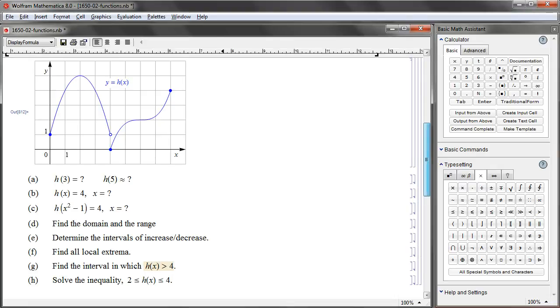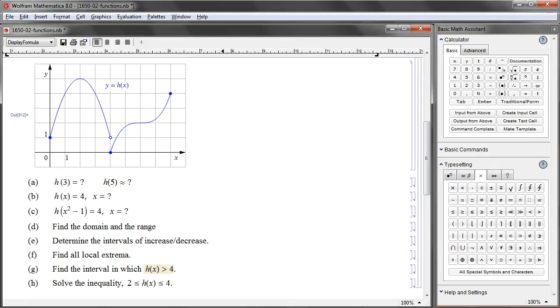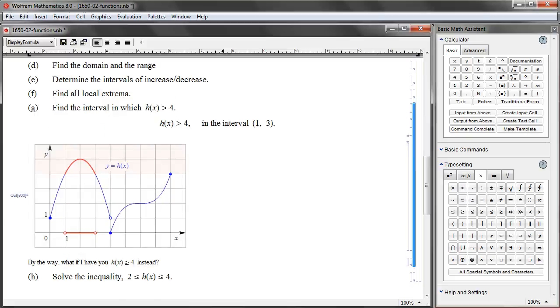What do I mean by that? You have to find an interval, the x interval, where the function value is greater than 4. So function value is y-coordinates. And what do you mean by y-coordinate is greater than 4? That's what I mean.